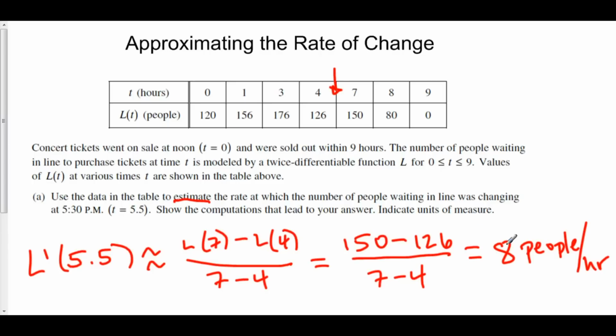If this slope was negative, that means that if it was negative 8 people per hour, that means that 8 people per hour are leaving the line. Here, they're entering. So we have plus 8 people per hour being added to our line. So 8 people are being added per hour at this particular moment. And that is what the derivative means. It is the rate of change of some function. Here it's L.